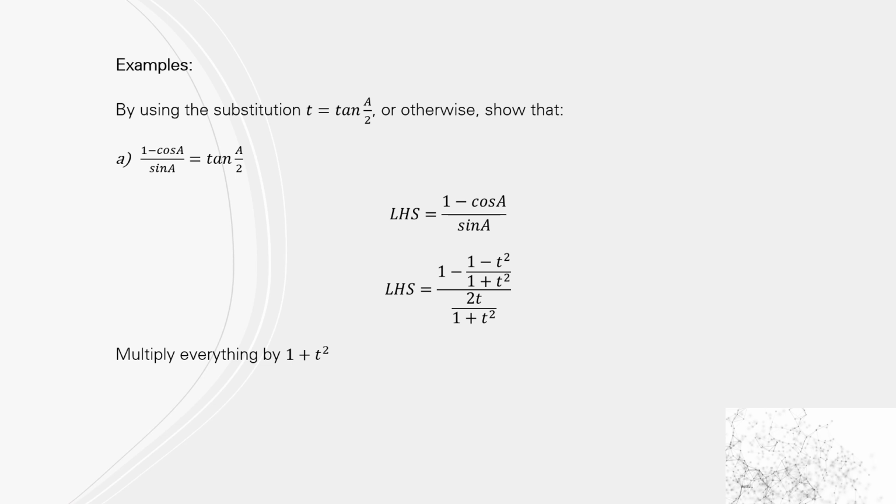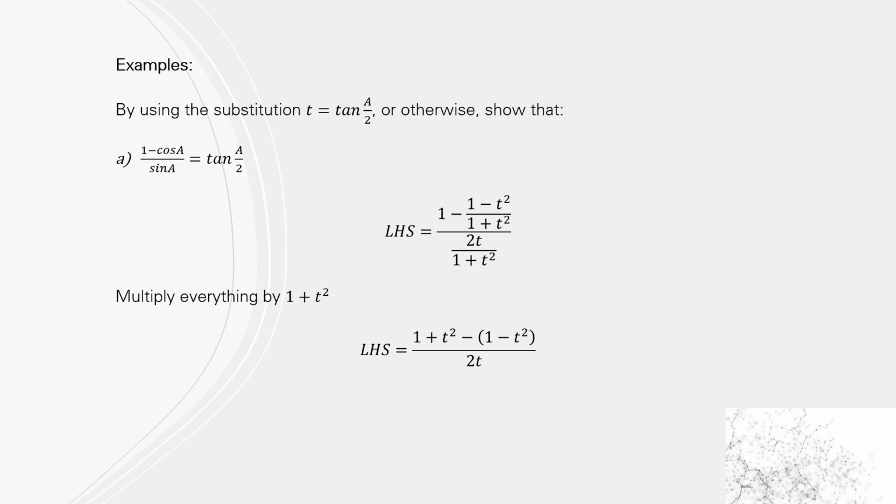So the left-hand side is 1 minus cos A over sine A. So replacing cos A and sine A with their T formulas. And then we're going to do something that's a little bit different because we have two fractions and both fractions have 1 plus T squared as their denominator. If I multiply every term by 1 plus T squared, that will eliminate it off the denominators, and the 1 at the front will also be times by 1 plus T squared.